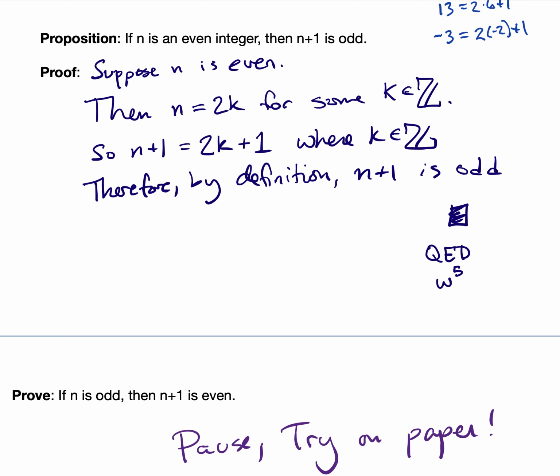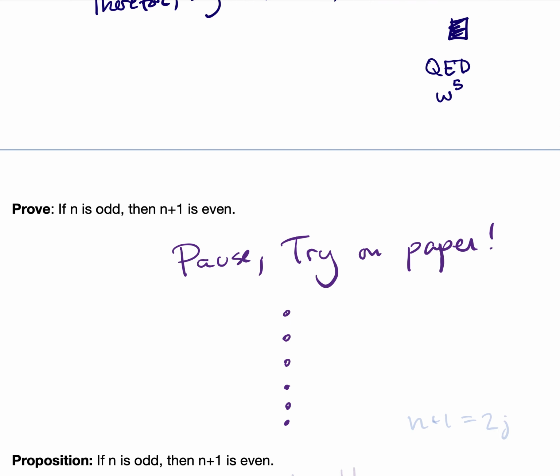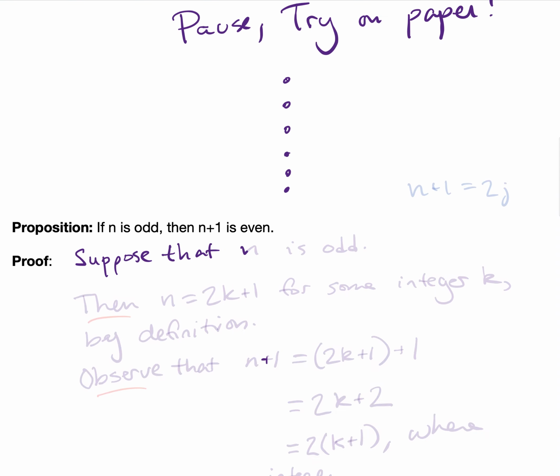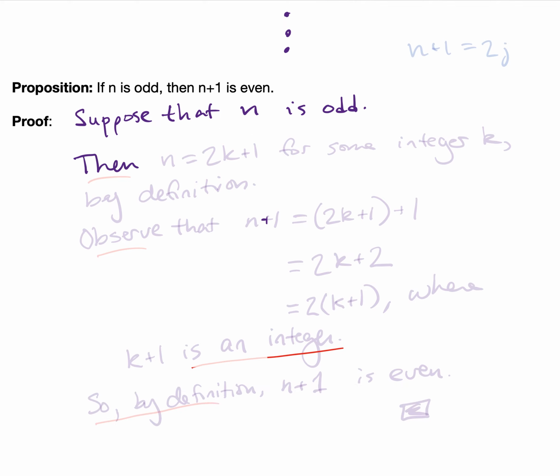Okay, so hopefully you've given that a try. Let's see what it might look like. So we first want to assume the hypothesis is true. We could do that by saying, suppose that n is odd. Then, by definition, n is equal to 2k plus 1 for some integer k. And we could write by definition if we wished. Okay, so n is equal to 2k plus 1.